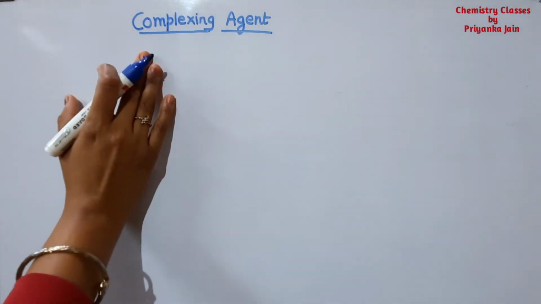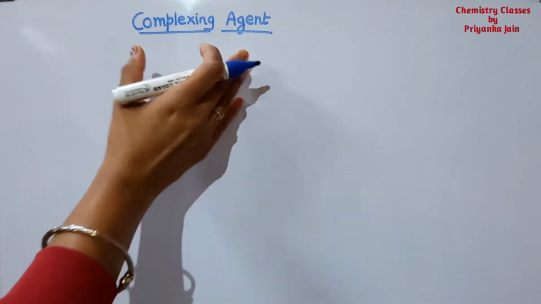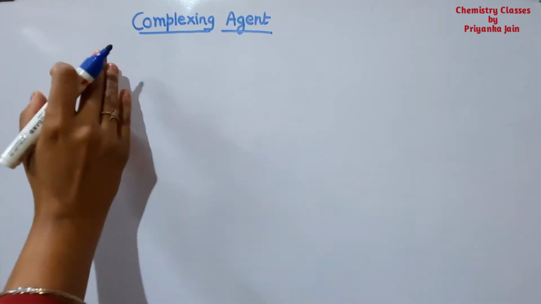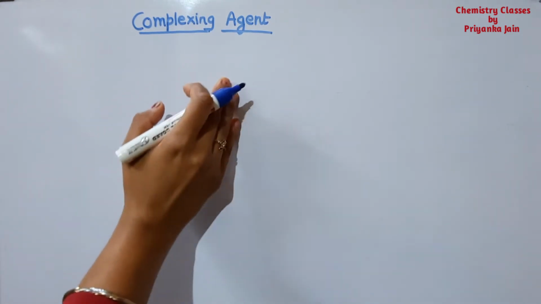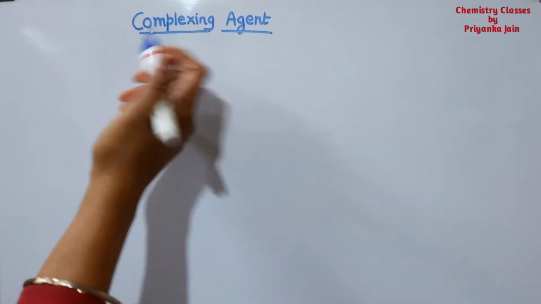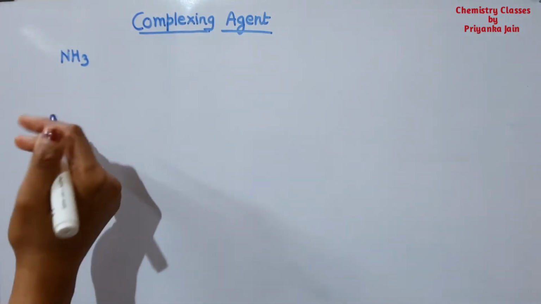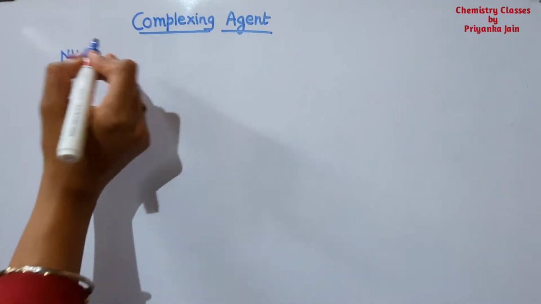If you have studied coordination chemistry, I think you know about chelating agents. Any ligand that can donate electron pairs to the metal and complex with it is called a chelating agent. In general cases we have seen NH3. If you have seen my videos of coordination chemistry, you will know about it.